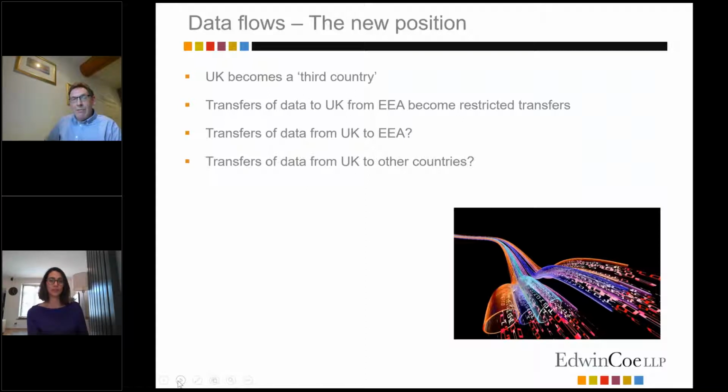Perhaps you've got some data hosted in a server based in Germany or in the Netherlands. How are you going to get that data back now that it's a restricted transfer? We'll talk about that in a second.